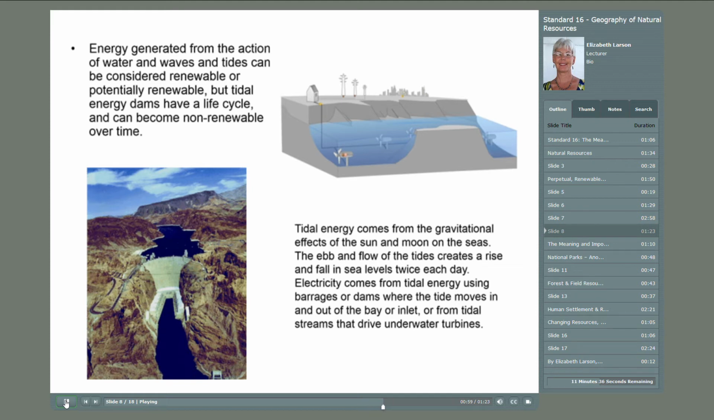Like wind and solar and biomass and geothermal energies, hydroelectricity is only available in certain places, that is, either in coastal areas or along fast-moving rivers. Like other renewable or potentially renewable energies, hydropower is cleaner and more abundant than fossil fuel or other non-renewable energy sources.